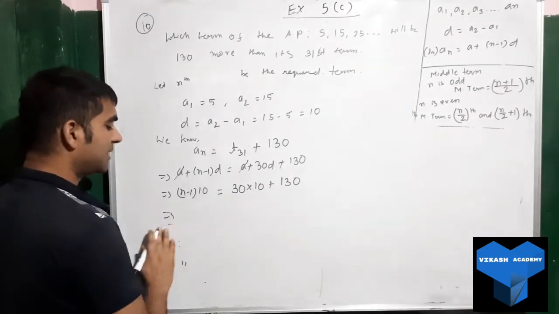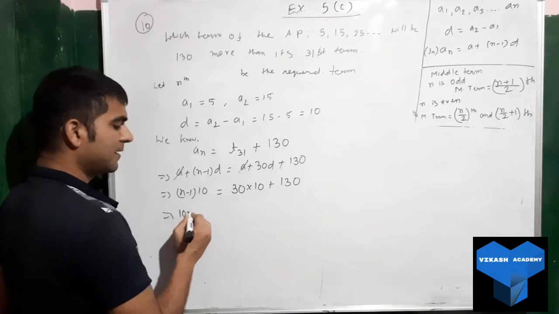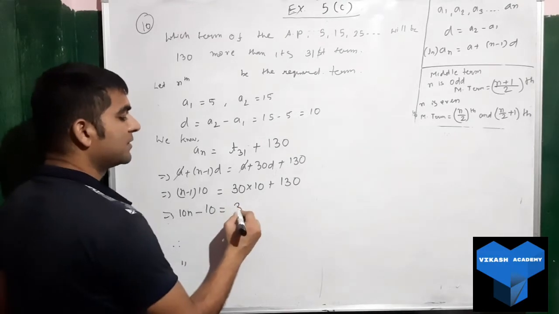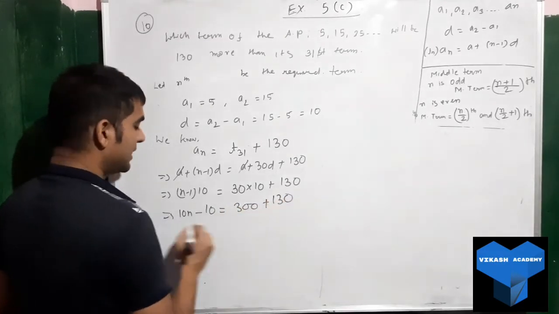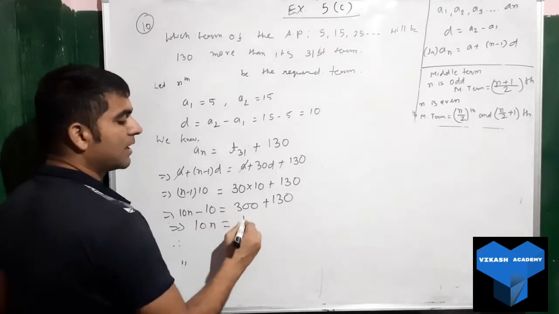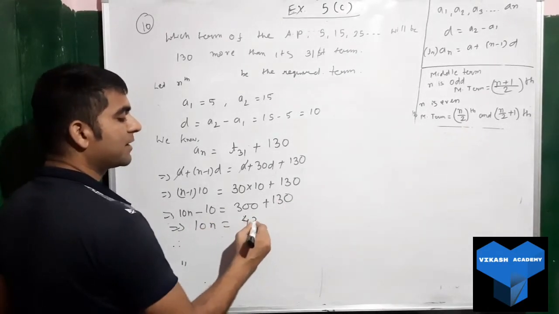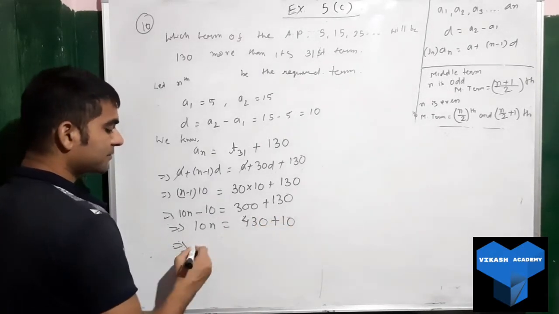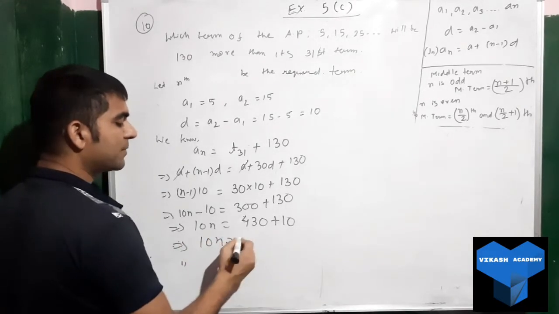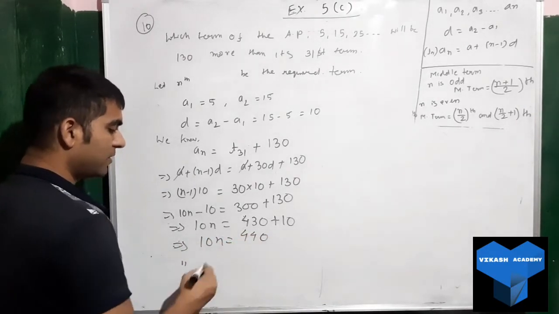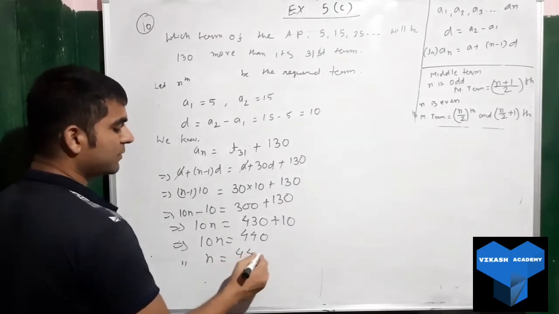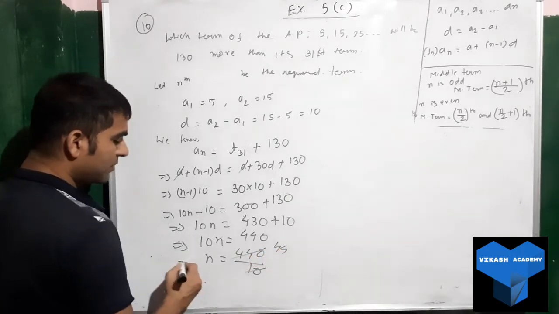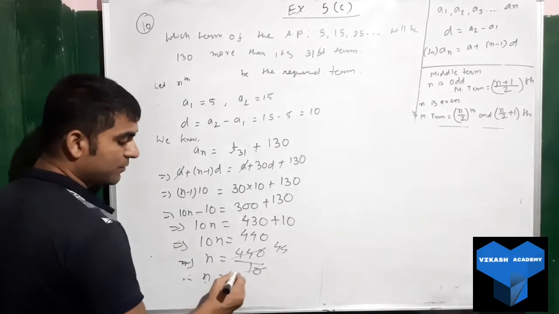So now we multiply: 10 into n will be 10n, minus 10 into 1 which is 10, equals 30 into 10 which is 300, plus 130. Next step: 10n is equal to 300 plus 130 which is 430, and the minus 10 goes to that side, so it will be plus 10. So 10n will be equal to 430 plus 10, which is 440. Or N is equal to 440 by 10. When you cancel the 0, it will be 44. So you got N is equal to 44.